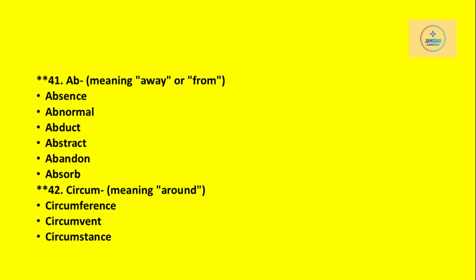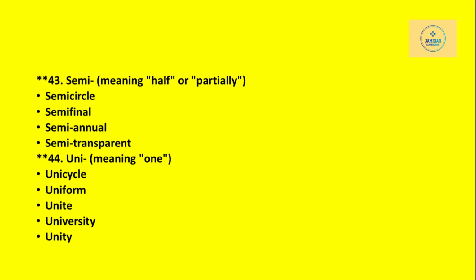Circum means around, found in circumference and circumvent. Semi means half or partially, seen in semicircle and semifinal. Uni means one, found in unicycle and uniform.